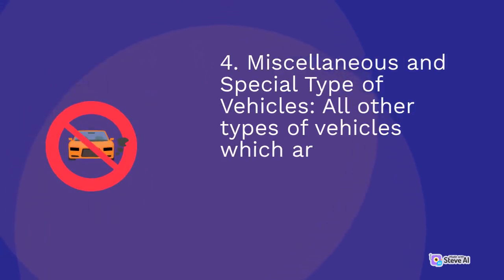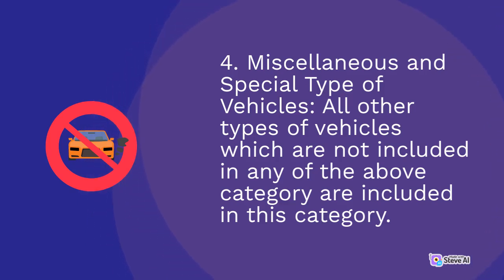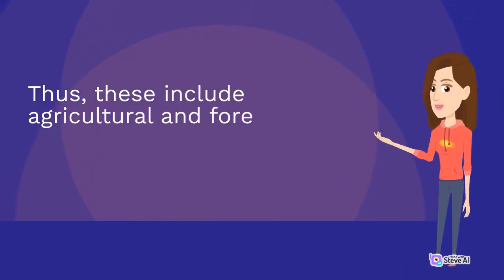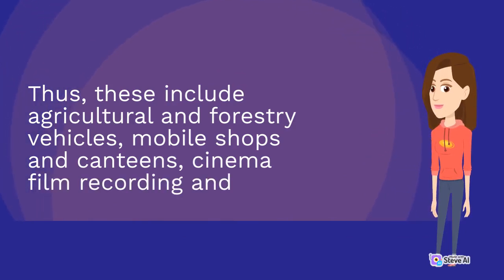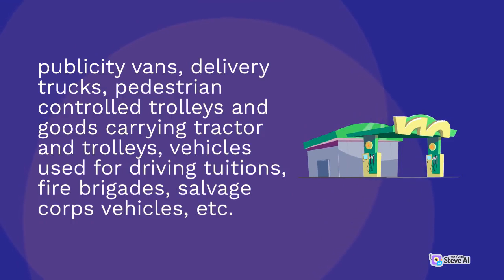4. Miscellaneous and special type of vehicles. All other types of vehicles which are not included in any of the above categories are included in this category. Thus, these include agricultural and forestry vehicles, mobile shops and canteens, cinema film recording and publicity vans, delivery trucks, pedestrian-controlled trolleys and goods-carrying tractor and trolleys, vehicles used for driving tuitions, fire brigades, salvage corps vehicles, etc.